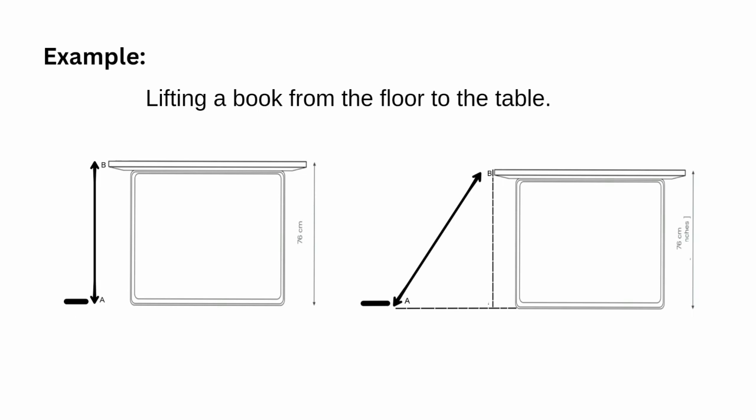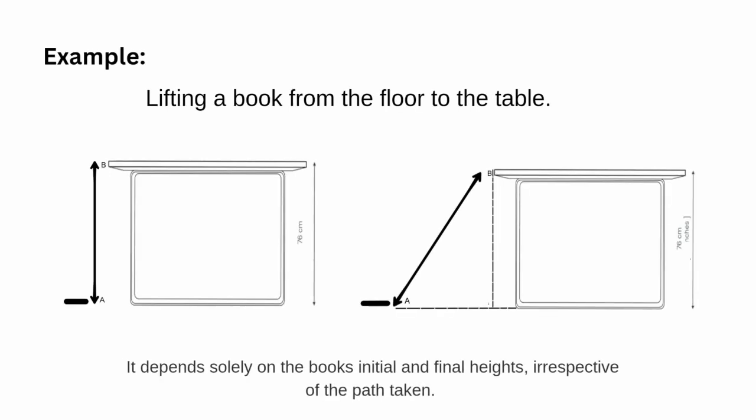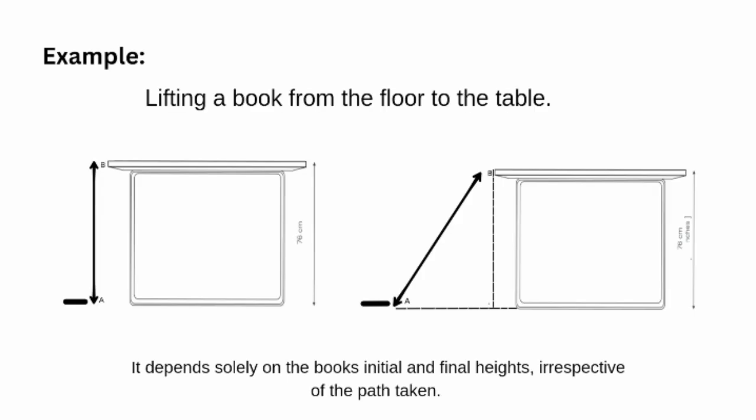Lifting a book from the floor to the table. We have two examples in lifting a book. When you lift a book straight up from the ground to the table, and the other one is far from where the table is located. Did you notice the distance between the two books? It is because conservative force doesn't depend on the path traveled. The book may be a little far from the table, but nonetheless, the height between the book and the table is still the same. It depends solely on the book's initial and final heights, irrespective of the path taken.